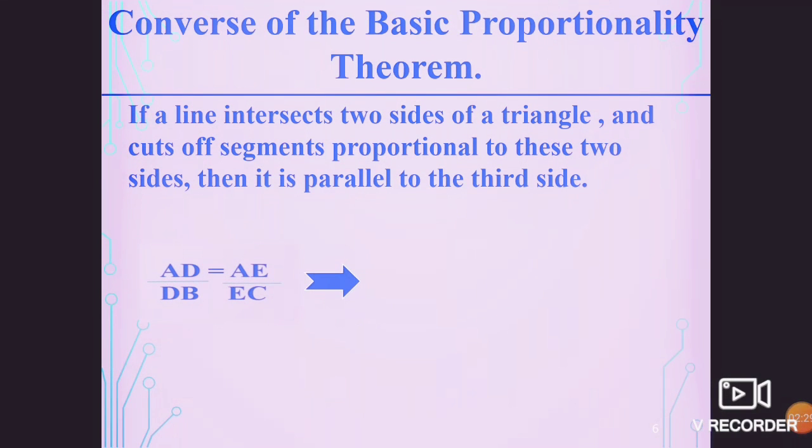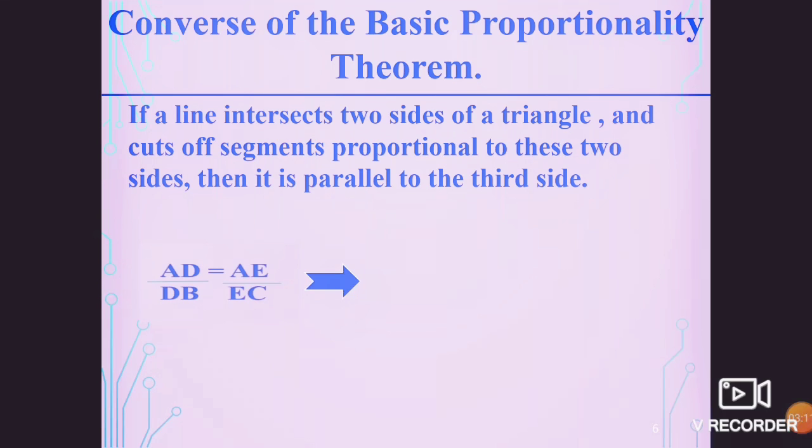Next, we have the converse of basic proportionality theorem. It is exactly opposite to what we have learned in the basic proportionality theorem. In the basic proportionality theorem, we had a triangle and we have drawn a line which was parallel to one of the bases or the base. But here we have the opposite thing. Here, if a line intersects two sides of a triangle and cuts off segments proportional to the sides, then it is parallel to the third side.